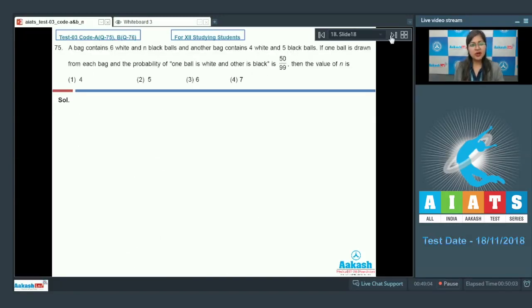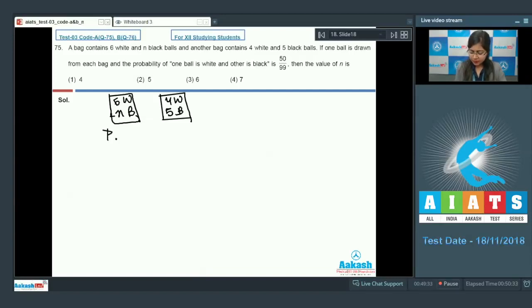Next is question number 75, which says that a bag contains 6 white and n black balls, and another bag contains 4 white and 5 black balls. If one ball is drawn from each bag and the probability that one ball is white and the other is black is 50 upon 99, then the value of n is, right?